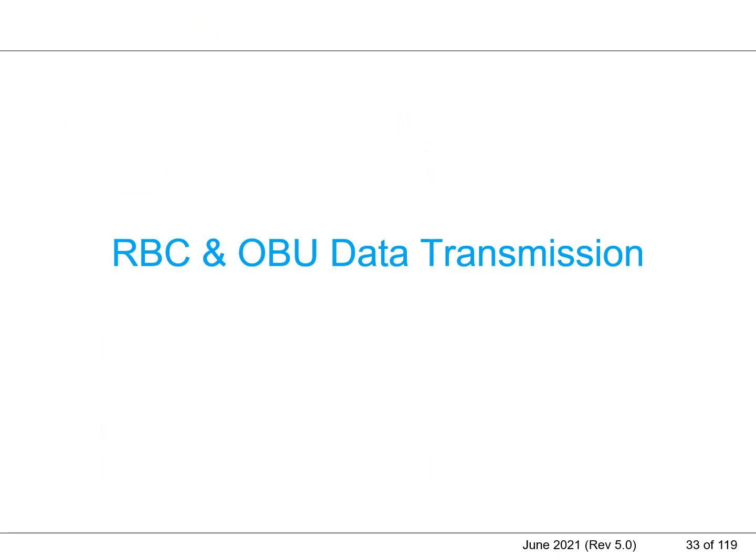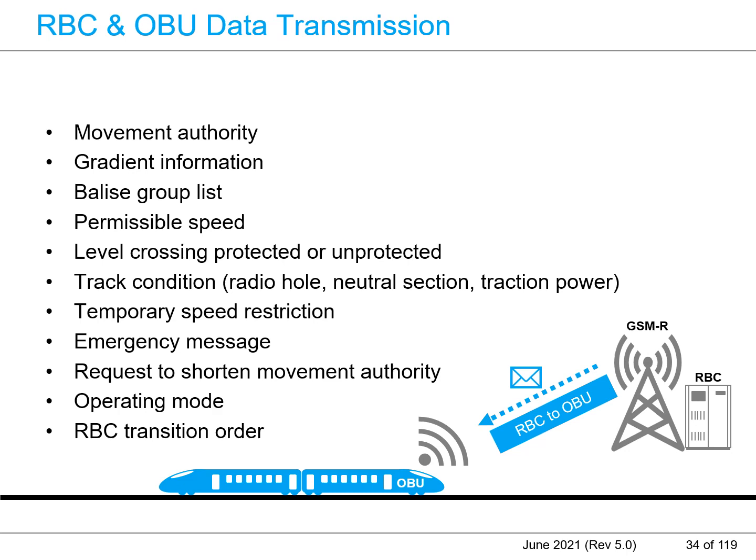ETCS Level 2 full supervision operation requires data transmission between the radio block center, RBC, and the onboard unit, OBU. The data is essential for the safe train operation, and to indicate information on the DMI. These are the key data from the RBC to the train OBU via the radio communication session.